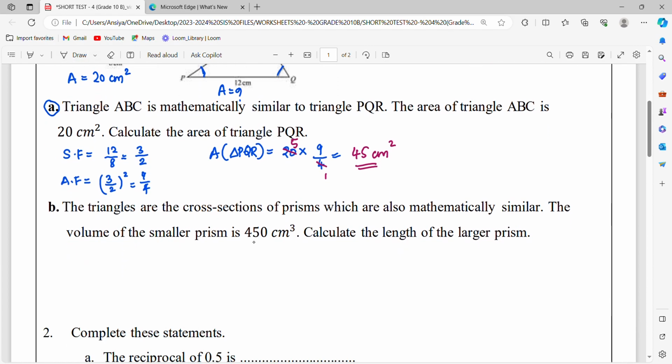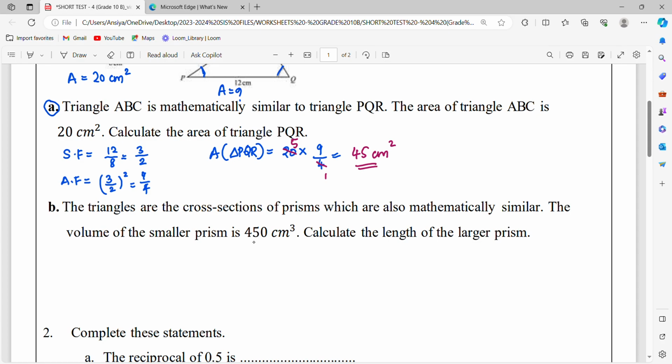Moving to the next question. The triangles are cross sections of prisms which are also mathematically similar. The volume of the smaller prism is 450 centimeters cube. Calculate the length of the larger prism.